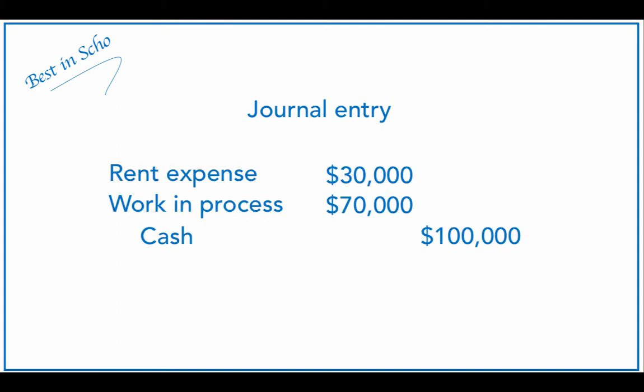Okay, so back to when the company spent the $100,000 in rent. How would it be accounted for in the books? The journal entry that would be recorded would be as you see. We would debit rent expense for $30,000, which is the period cost portion. We would also debit work in process for $70,000. That is the product cost portion.